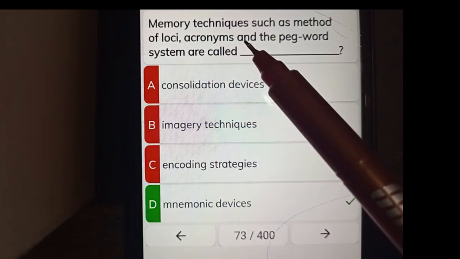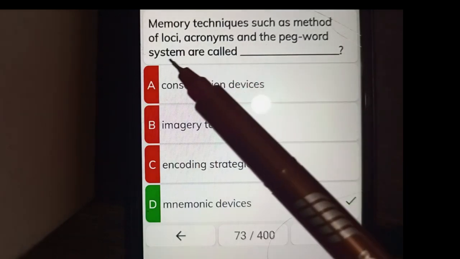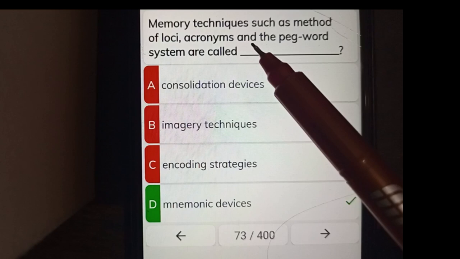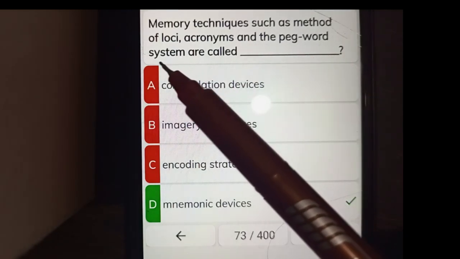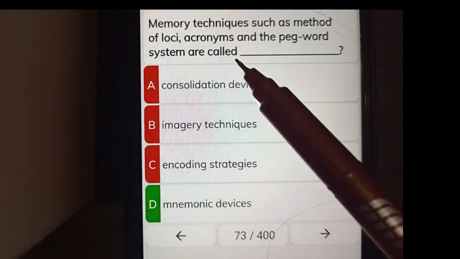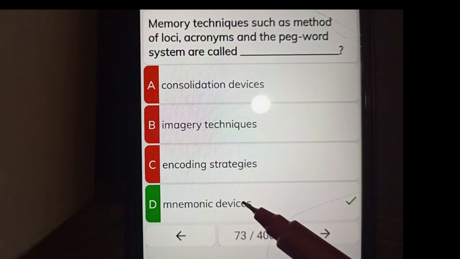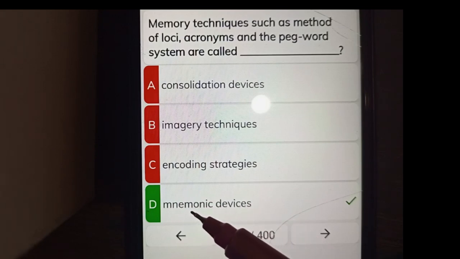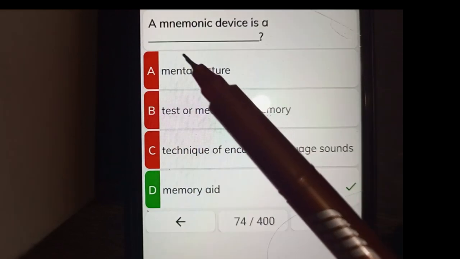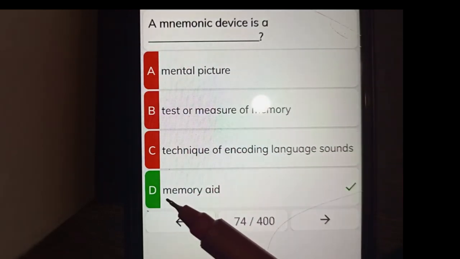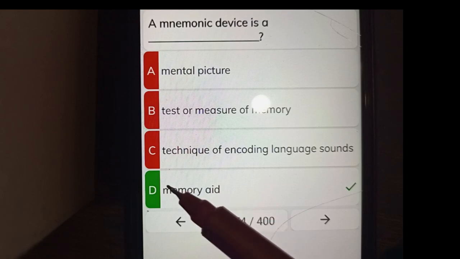Memory techniques such as method of loci, acronyms, and the peg word system are called dash. Mnemonic device. The D answer is correct answer. A mnemonic device is a dash memory aid. The D answer is correct answer.